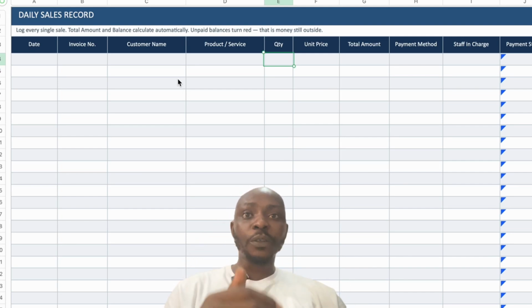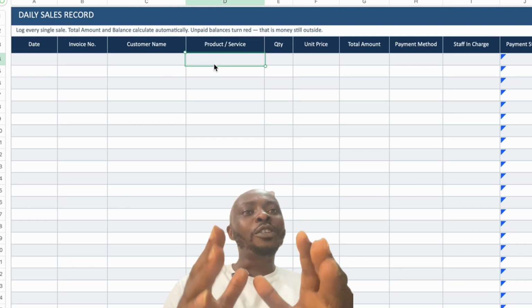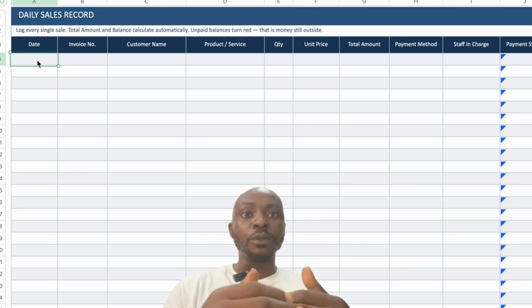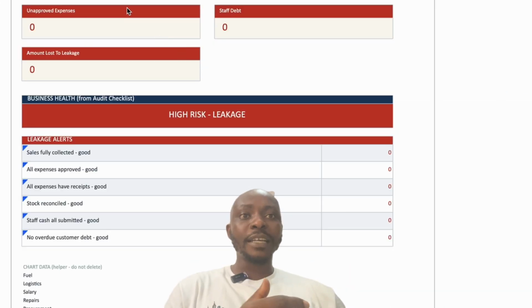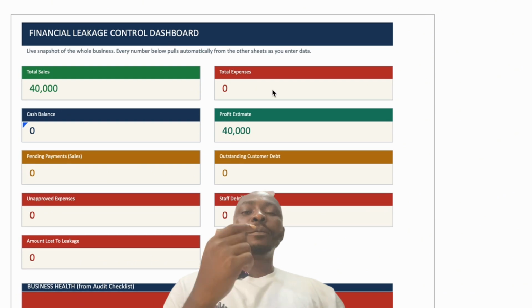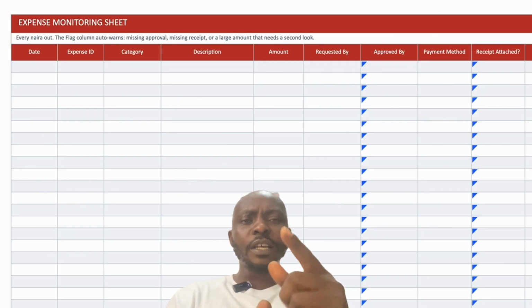You go make sure say you go dey record your daily sales. For the daily sales board here, we get date, invoice number, customer name, product, then the quantity, unit price, total price. This Excel sheet go dey help you to calculate them automatically. So you go dey make sure say you go dey use this board to record your daily sales. If you dey record your daily sales, come for the dashboard. You go see say the total sales don come for your dashboard now. The next point wey you go need close na your expenses point.